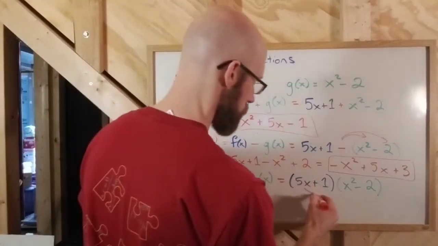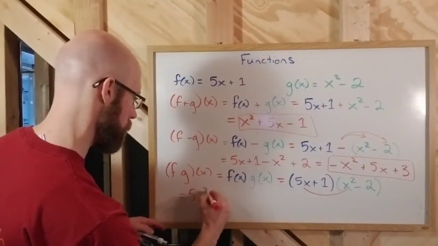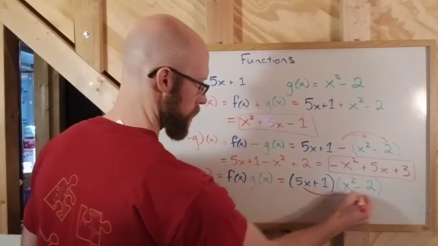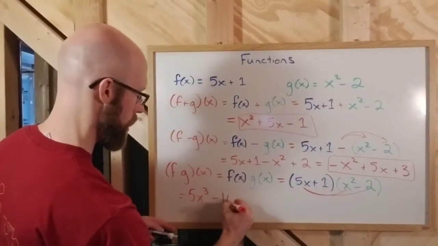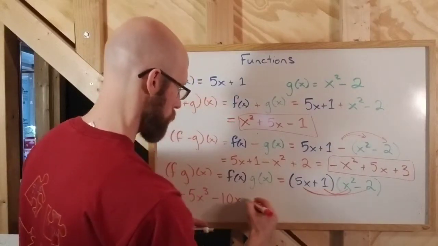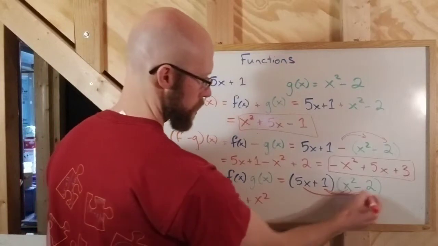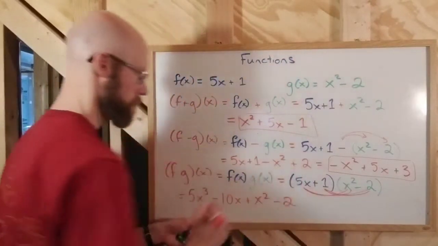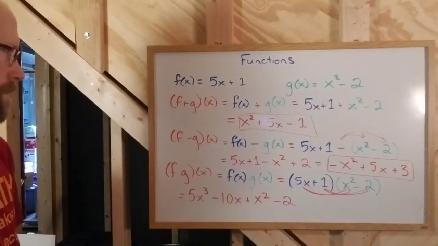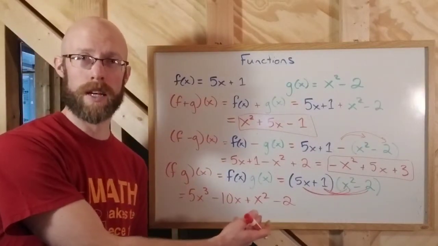So 5x times x squared is 5x cubed. 5x times minus 2 is minus 10x. Then we get 1 times x squared is just x squared. And 1 times minus 2 is a minus 2. I don't actually have any terms to combine because they're all unlike terms.